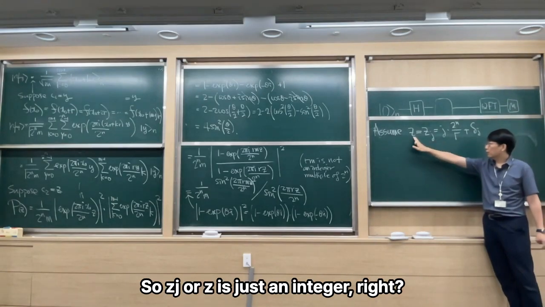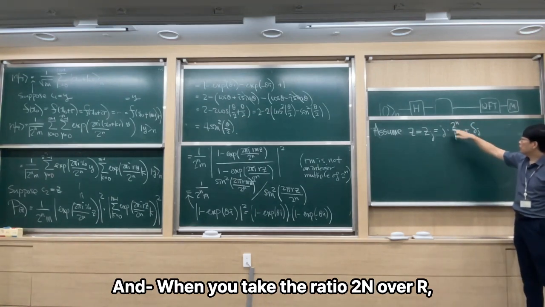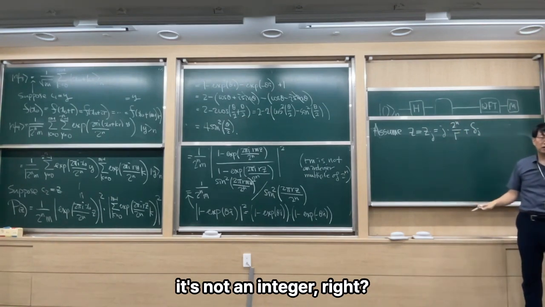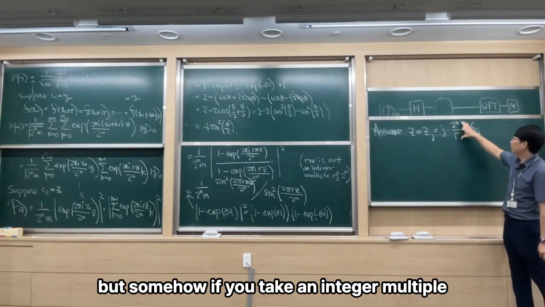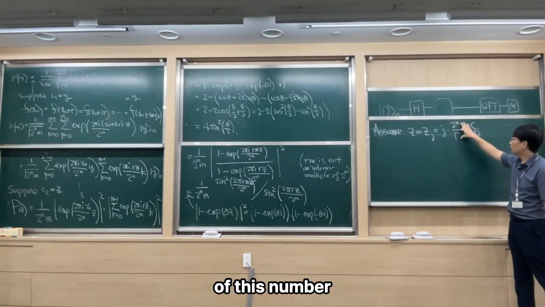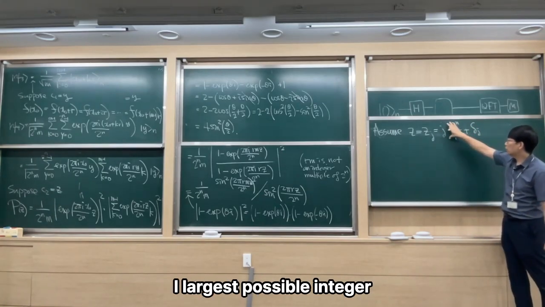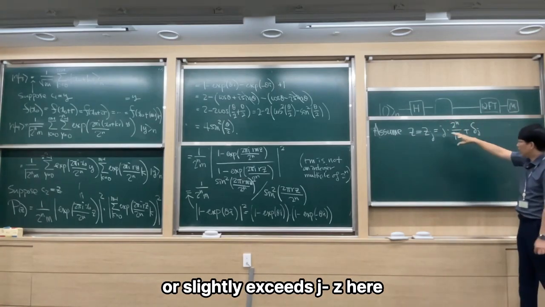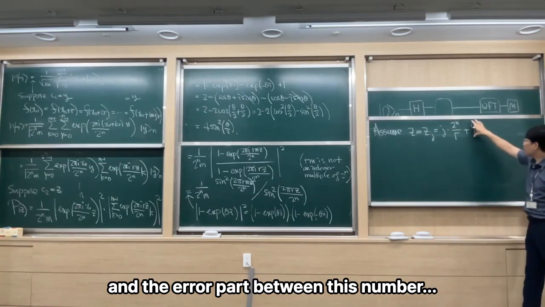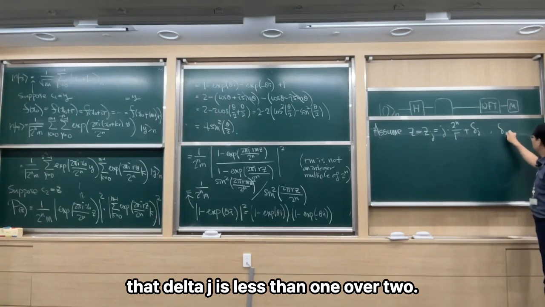So Z_j, or Z, is just an integer, right? And when you take the ratio 2^n over r, it's not an integer. It's a number bigger than 1, not an integer. But if you take an integer multiple of this number, and take the largest possible integer which doesn't exceed Z, or slightly exceeds Z, the error between this number and Z is delta_j. We assume that delta_j is less than 1/2.